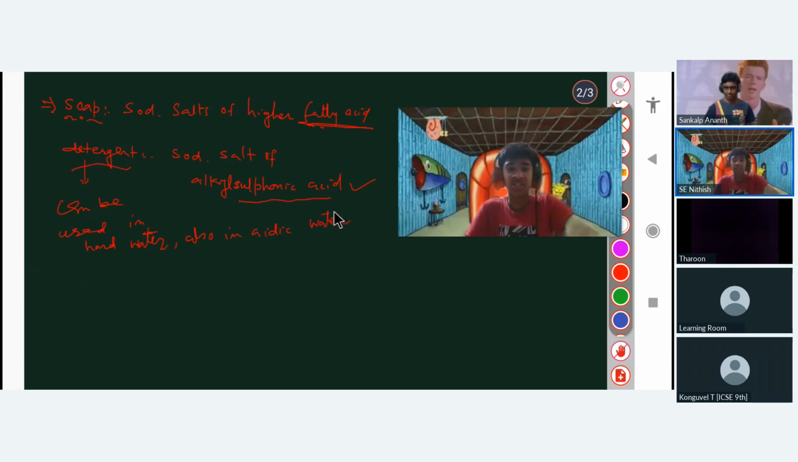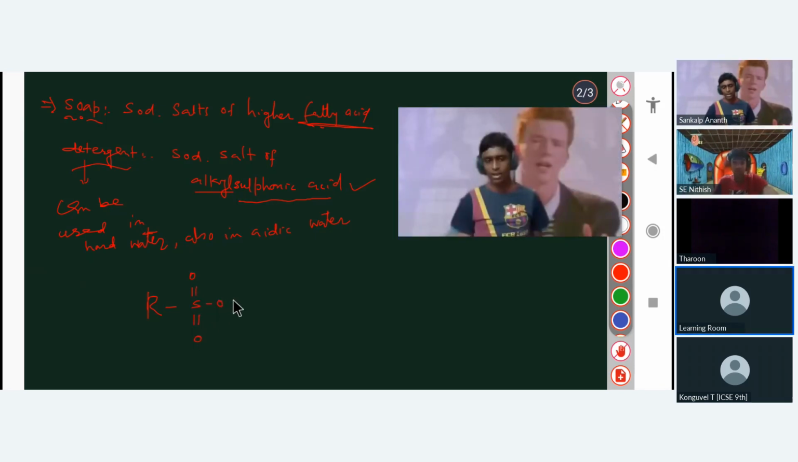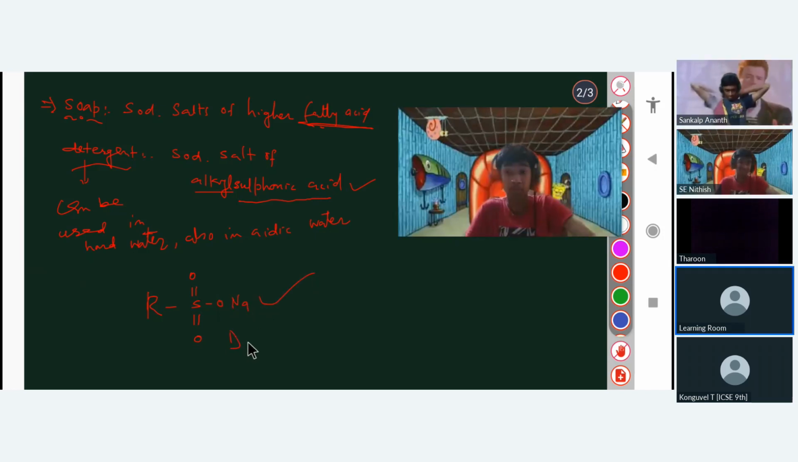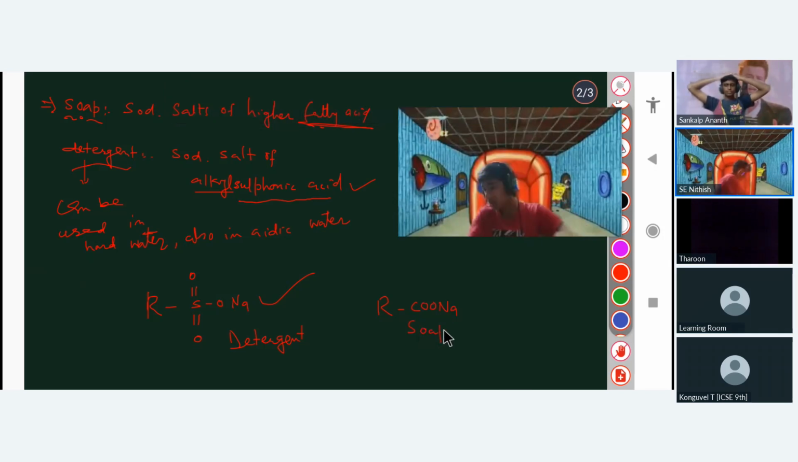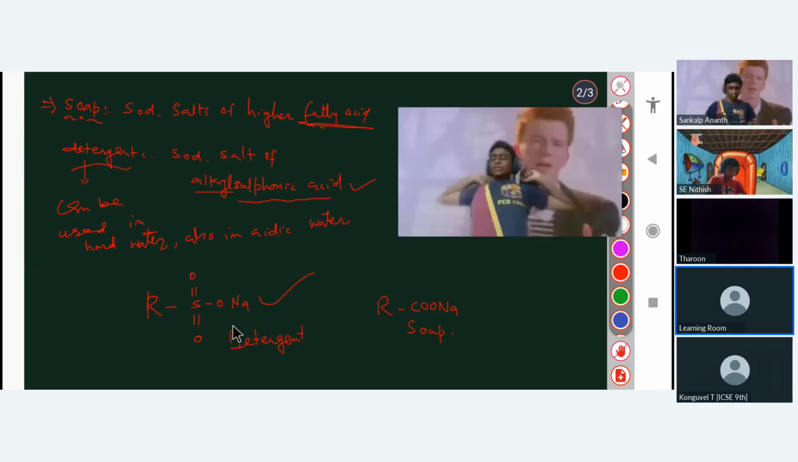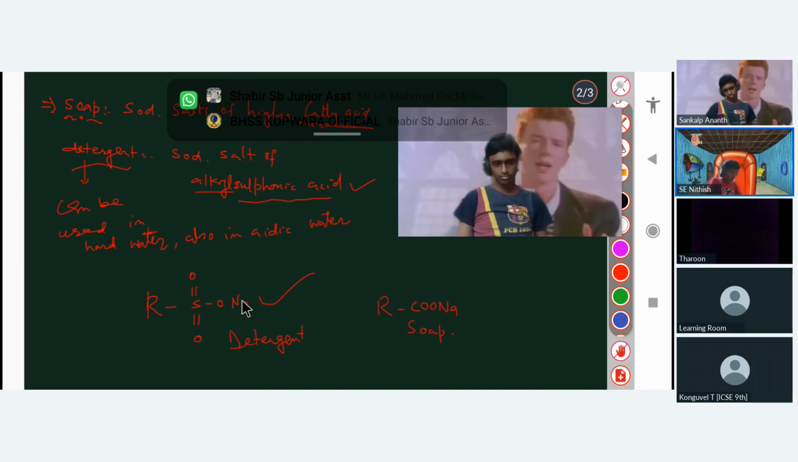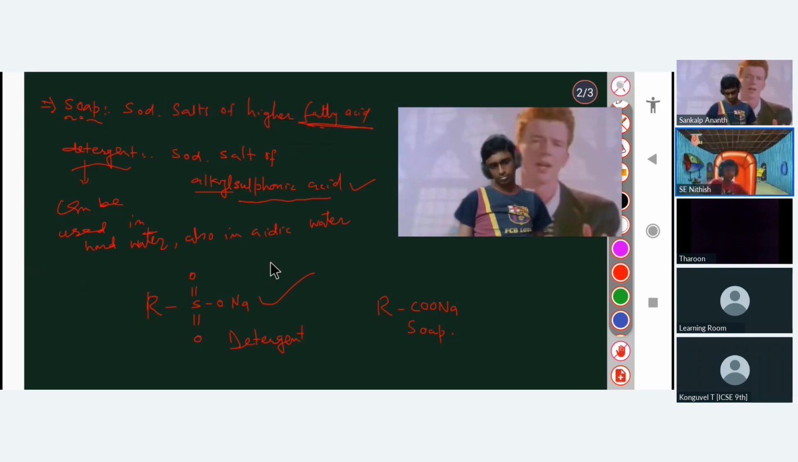It is alkyl sulfonic acid. Alkyl is represented like this, and soap is represented as RCOONa, or K. That's different. Whenever we have this SO3, it is known as sulfonic acid. So this is your detergent, and this is your soap. Okay, what is the next?